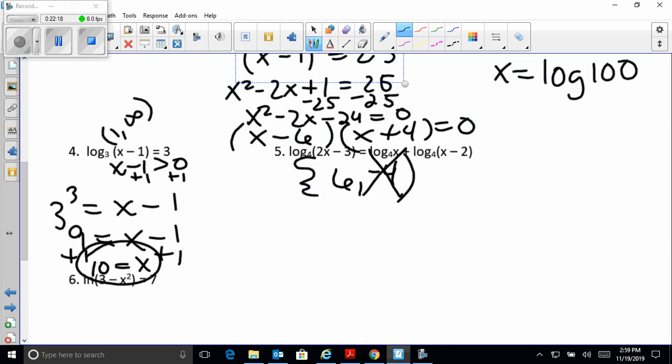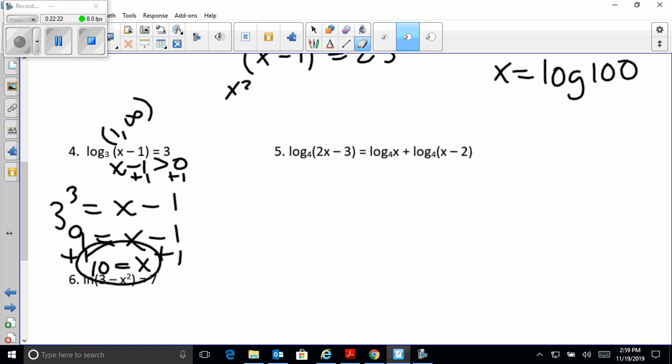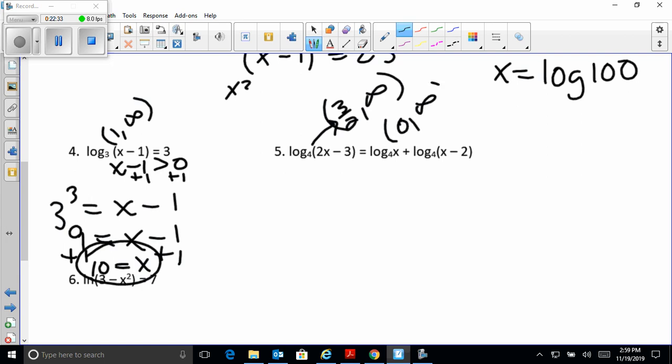All right, number 5 has a couple to think about, so I'm going to do all of those domains first. Domain of this one would be 3/2 to infinity. Solving that. Domain of this one is 0 to infinity. And then domain of this one is 2 to infinity. All right, now let's take a look at it.